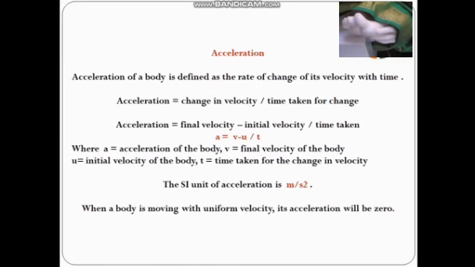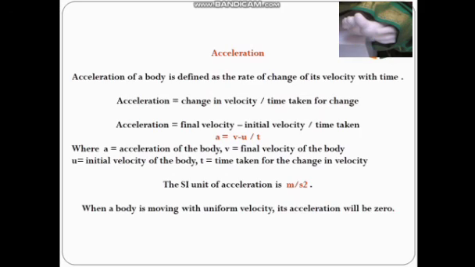When a body starts from rest, it accelerates so that its velocity increases. In such a situation, final velocity is greater than the initial velocity. So the change in velocity is positive and the acceleration is in the direction of velocity. When the body comes to rest, it decelerates so that its velocity decreases. Here, the initial velocity is greater than the final velocity. Change in velocity is a negative quantity and the acceleration is in the opposite direction to that of the velocity. So this negative acceleration is known as retardation or deceleration.